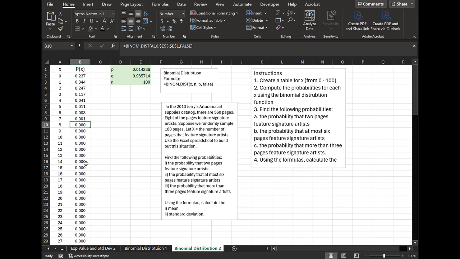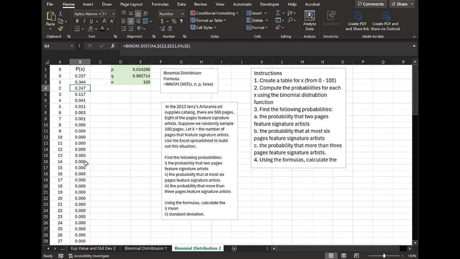And then this is saying that the probability that all 8 pages feature signature artists is pretty rare because we've selected 100 pages in total, right? So the idea that I would have 0 pages with the signature artist, that's a 23% chance. The probability that 1 out of the 100 pages would have a signature artist is 34%. This means the probability that 2 pages out of the 100 would have the signature artist is 24.7%, so on and so forth. So that's what all of this means. You kind of got to wrap your head around this.